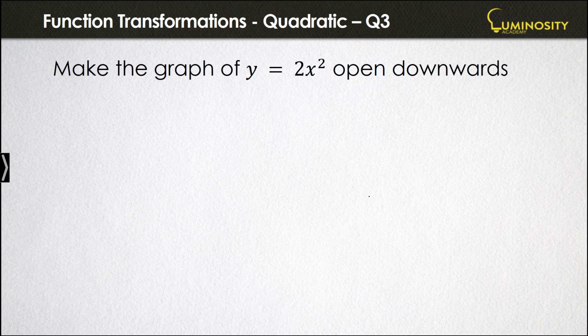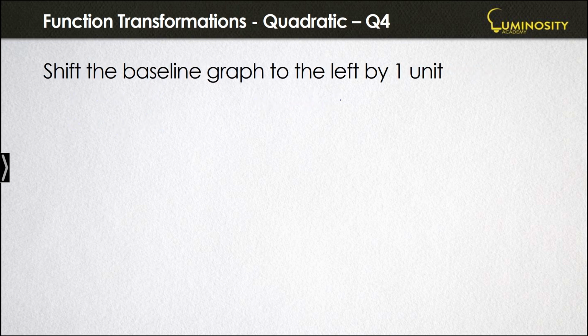Now we're going to try to make the graph of y equals 2x squared open downwards. And here, if you remember, a is the one that is responsible for opening upwards or downwards. When a is positive, it opens upwards. When a is negative, it opens downwards. So here, the only thing we need to do is say y equals negative 2x squared. And that will make our entire graph open downwards. So let's do another one.